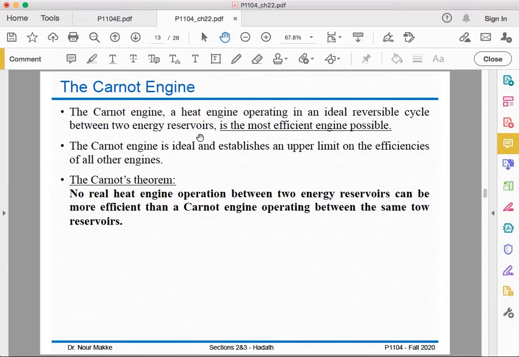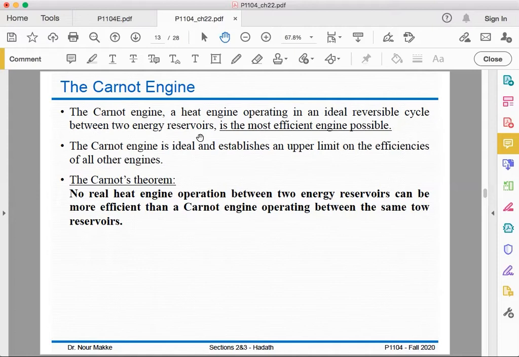So we know that according to the second law of thermodynamics, the efficiency of a real engine is always below 100%, and it never reaches 100%. But it doesn't put any limit on this efficiency. The Carnot engine is the limit that we can't exceed. We can't reach 100%, but we also can't reach the Carnot engine; we are always below it.